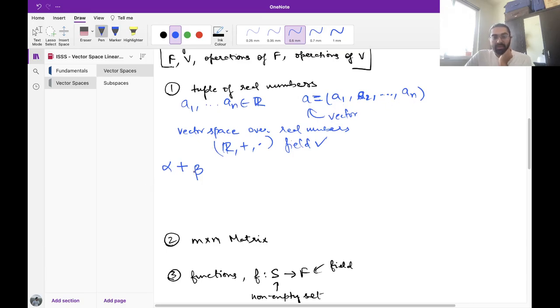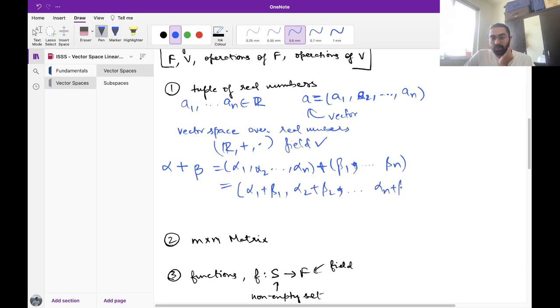Okay, so alpha and beta, I define the vector addition in this way, right? Let's say alpha is alpha 1, alpha 2, and so on up till alpha n, and beta is beta 1, comma, and so on until beta n. I define the vector addition here as the addition of the individual components, alpha 1 plus beta 1, and so on, alpha n plus beta n. Okay, this is the way I'm defining the vector addition.